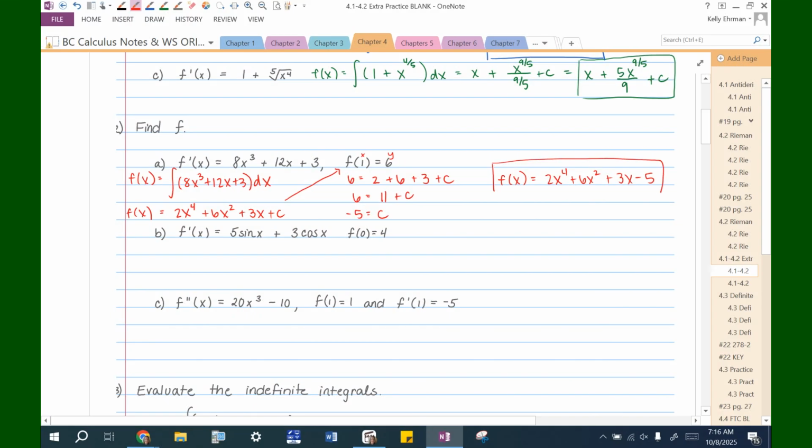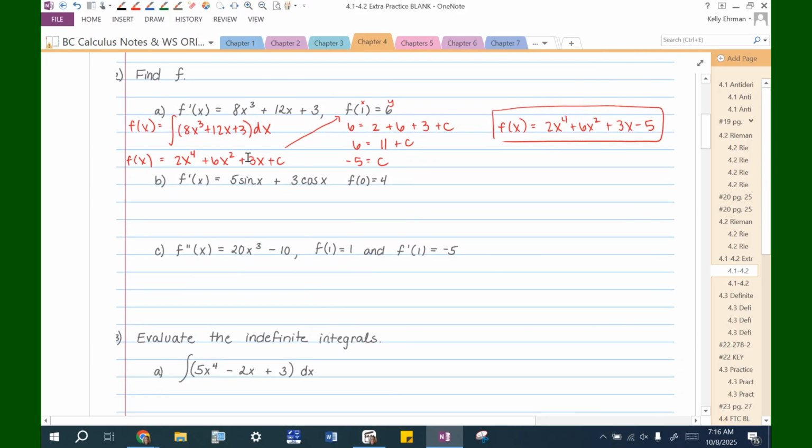I can check my work. I can make sure that the point 1,6 is on this graph if I had time. I can take the derivative of this and make sure I get the f prime that they gave me. So there are ways to check. All right, same thing for the next one. So let's integrate to get the general solution first.